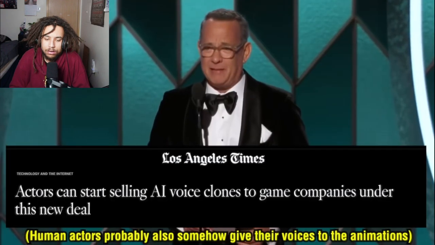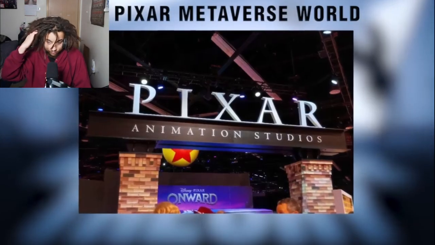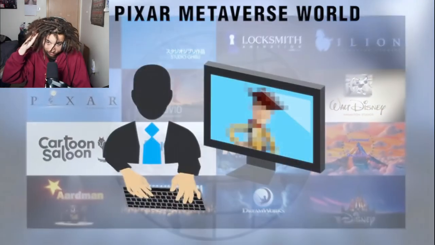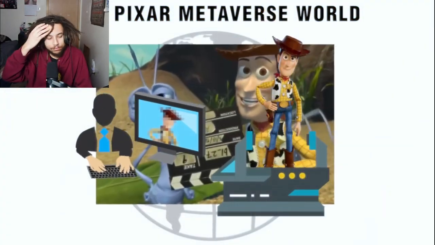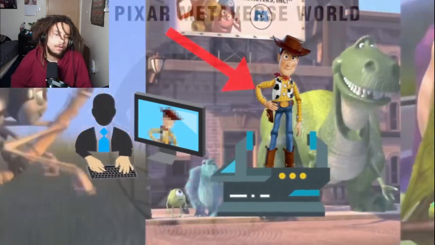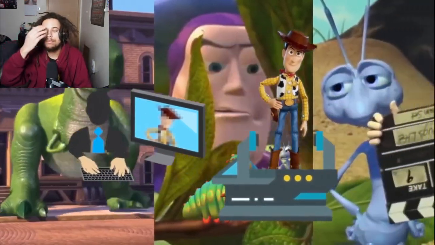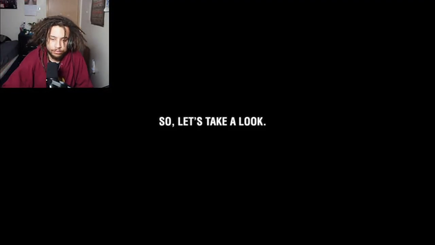Again, we don't have enough information to figure out the exact mechanics of it, and that's okay. That's not what this theory is about. My theory is that in this metaverse world, Pixar and every other animation studio brings these characters to life and uses them as the cast and crews of their movies. And it's okay if you don't fully believe me yet, because I'm about to show you that this idea can be used to explain every single contradiction in the metaverse. So, let's take a look.